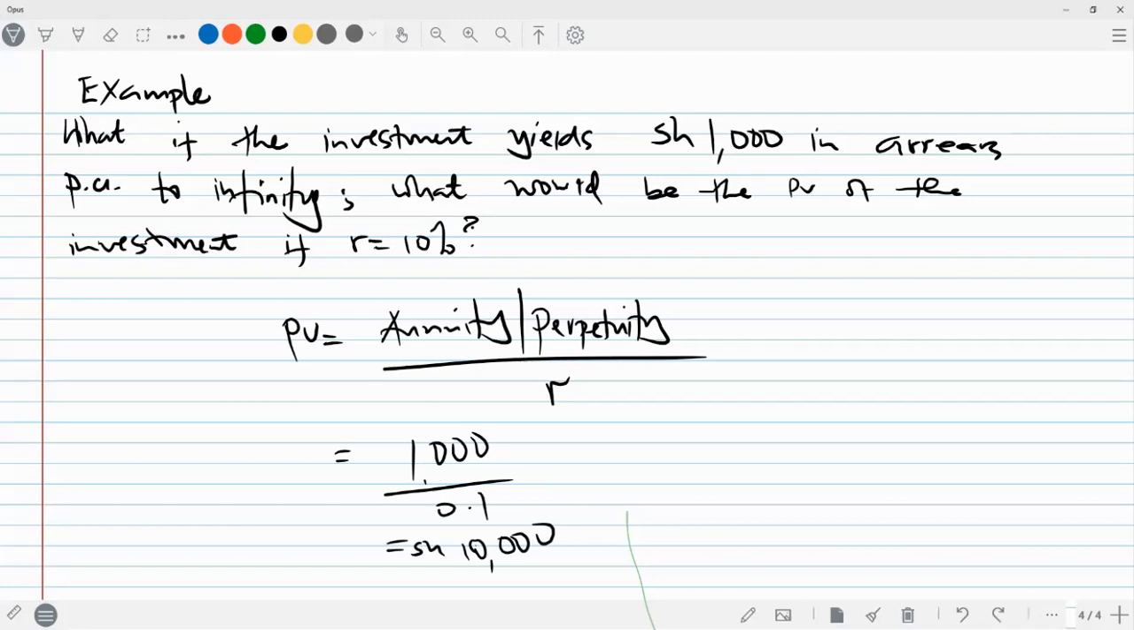Simple as that. Actually, the other term that is used to refer to cash flow that is paying to infinity is the foreseeable future. So maybe it could be good to note it. Sometimes in your exam you might face this term: it earns to the foreseeable future. Foreseeable future means to infinity.